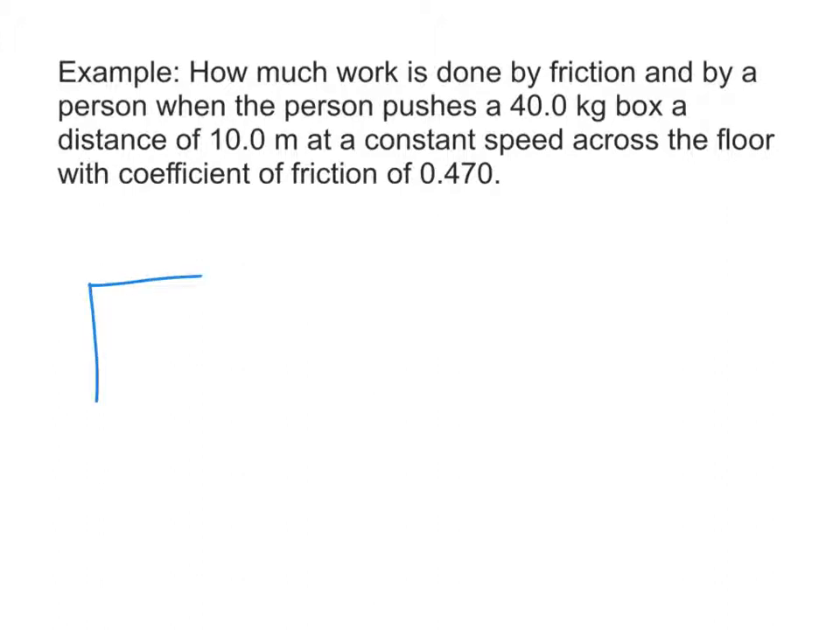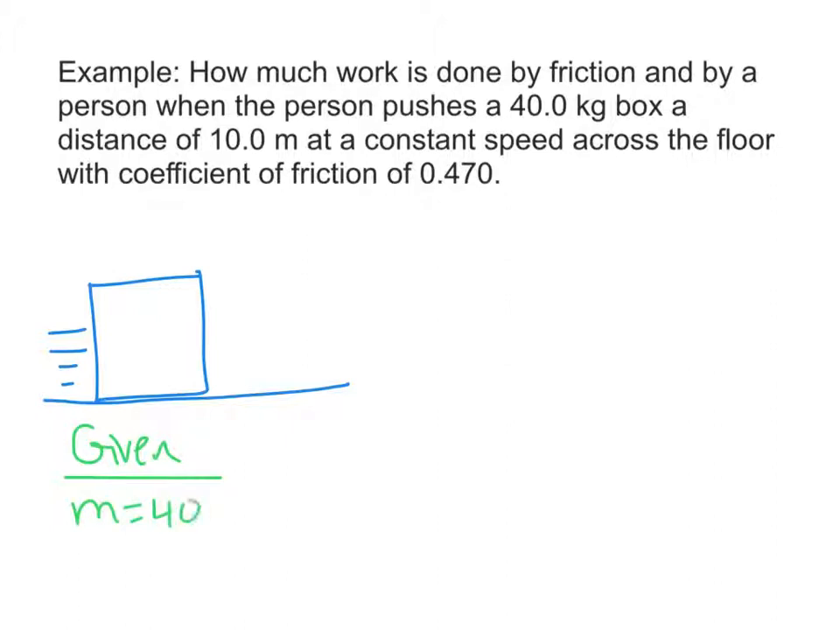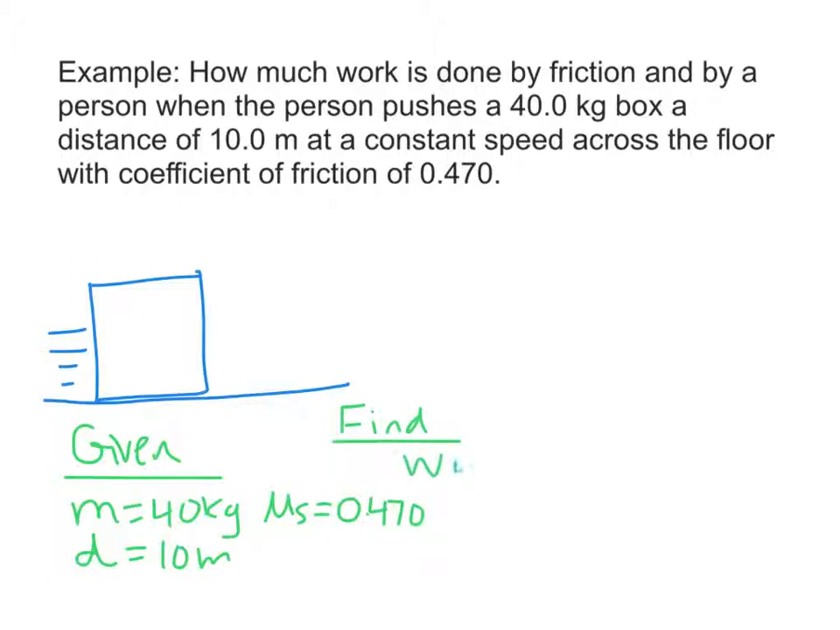So what's happening? You've got a person pushing a box across the floor. I didn't draw the person. Our given information, we know that the mass is 40 kilograms. The distance is 10 meters. And the coefficient of friction is 0.470. And we want to find the work done by the frictional force and the work done by, let's just call that the contact force by the person.